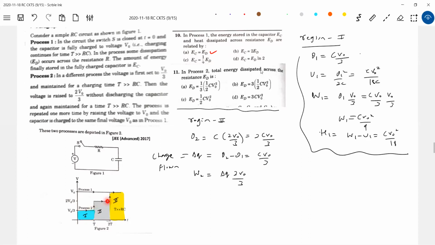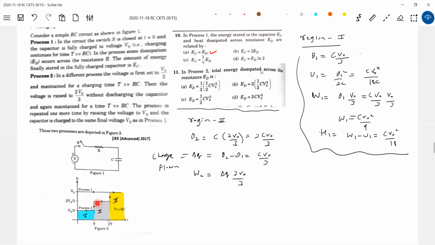Now the capacitor gets charged. Able to understand? Don't think that the EMF of cell will vary gradually. Suddenly, from V naught by 3, the EMF of cell is 2 V naught by 3. Now the capacitor gets charged. What is the charge flown? Delta Q. What is delta Q for this interval of time?